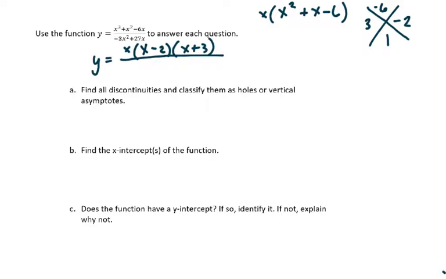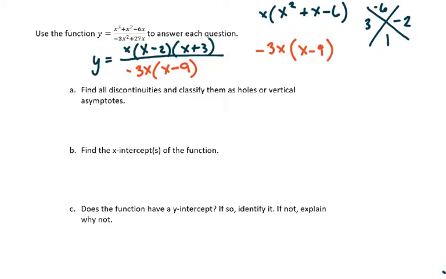Denominator, we have -3x squared plus 27x. We could factor out a -3x from both of those terms, which would leave us with x minus 9. So in our denominator, we would have -3x times (x minus 9).